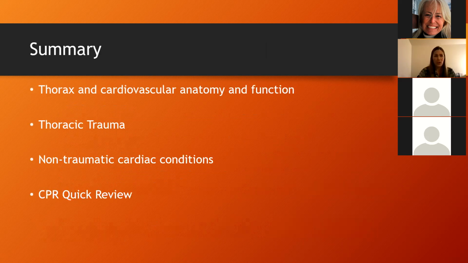So just to review what we've talked about tonight, we did a quick anatomy review of the thorax and cardiovascular system. We talked about thoracic trauma, different types, how to assess and manage these. We talked about non-traumatic cardiac conditions and how to assess them, and specifically CPR in chest trauma patients.